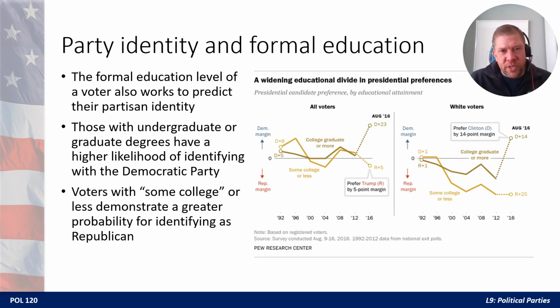Party identity and formal education. So it is related to education here. More highly educated individuals, those with formal educations, tend to be more likely to support the Democratic Party than the Republican Party. Voters who identify as some college or less are more likely to identify as Republican.